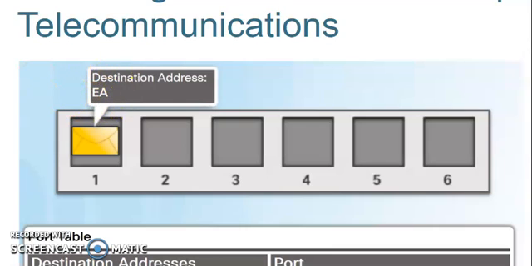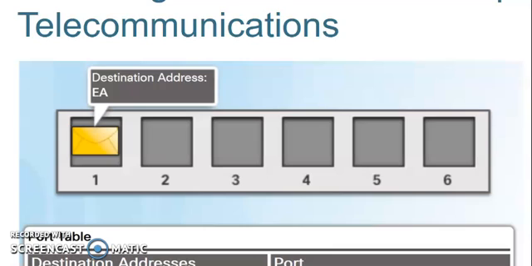I already said that when a LAN switch receives a packet or frame, it makes the decision based on two criteria: the ingress port number and the destination address. So what is ingress port? It is a port where the frame enters into the device.